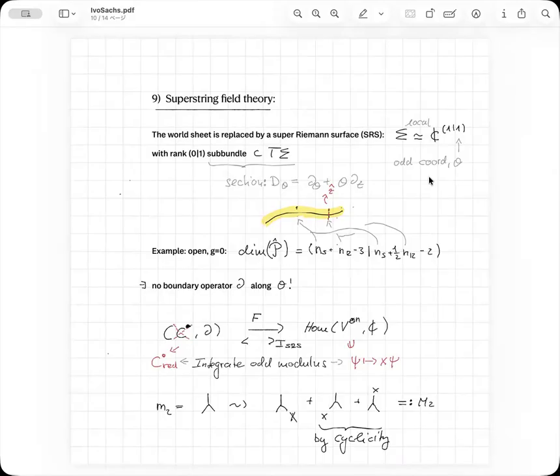But let's first explain a little bit more the setting. So instead of a Riemann surface, we consider super Riemann surfaces, which locally look like a complex plane with an even and an odd coordinate.